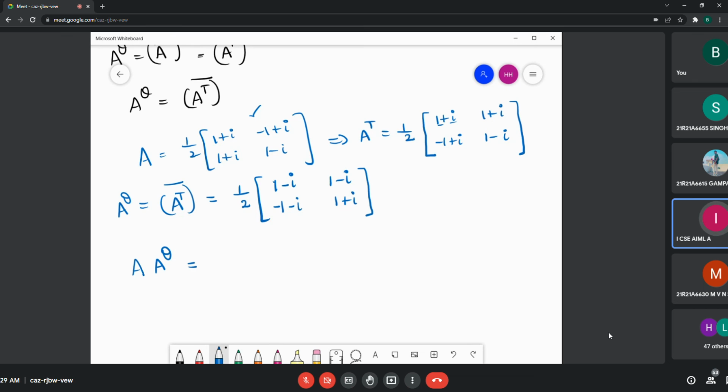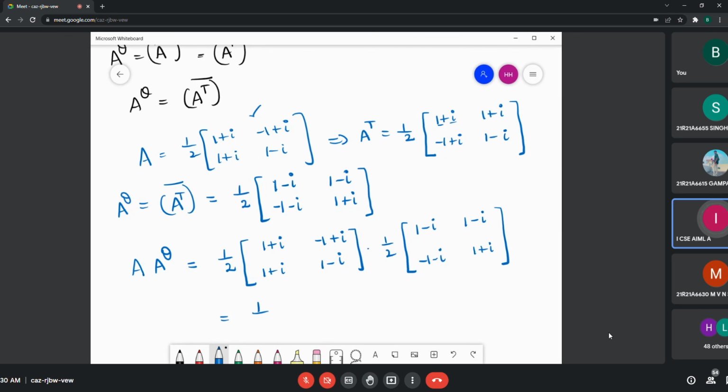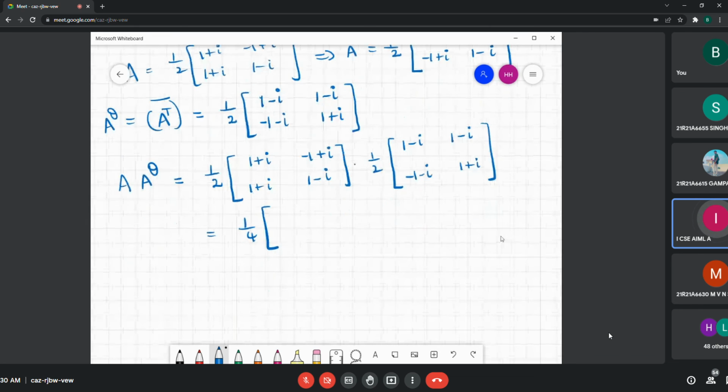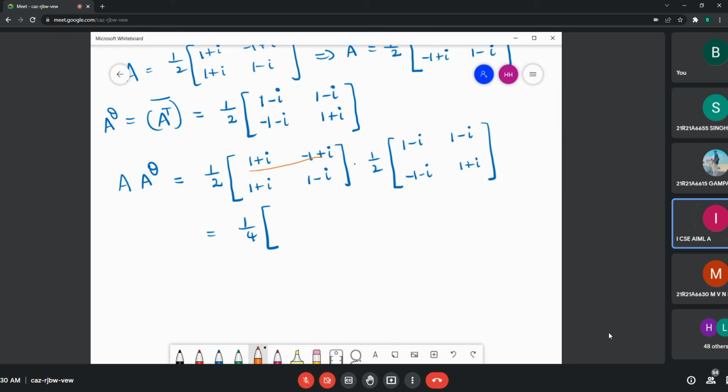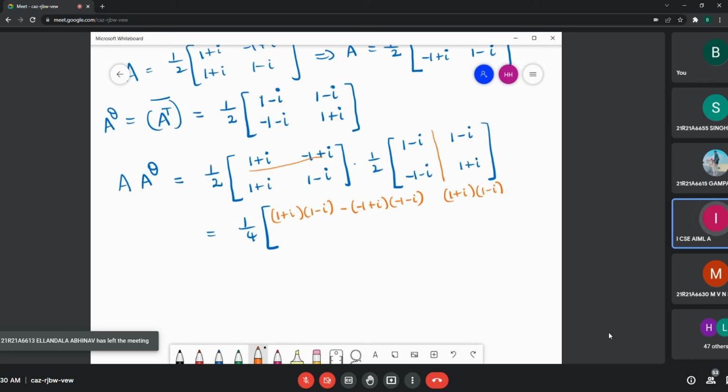A into A^θ is equal to 1 by 2 into [1+i, -1+i; 1+i, 1-i] into 1 by 2 into [1-i, 1-i; -1-i, 1+i]. So this is 1 by 2 into 1 by 2, which is 1 by 4, and now you have to do the product of these matrices. First row: (1+i)(1-i) minus of (-1+i)(-1-i), and next (1+i)(1-i) minus of (-1+i)(1+i).